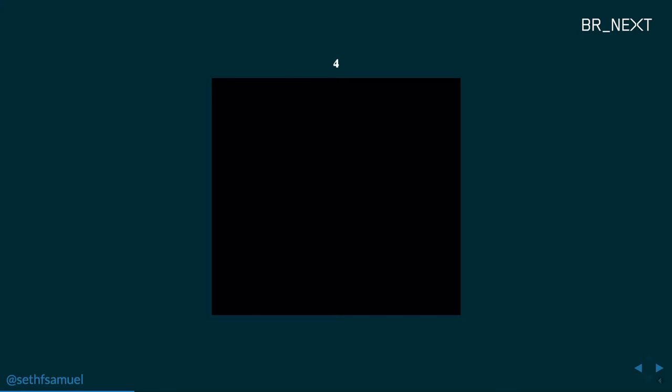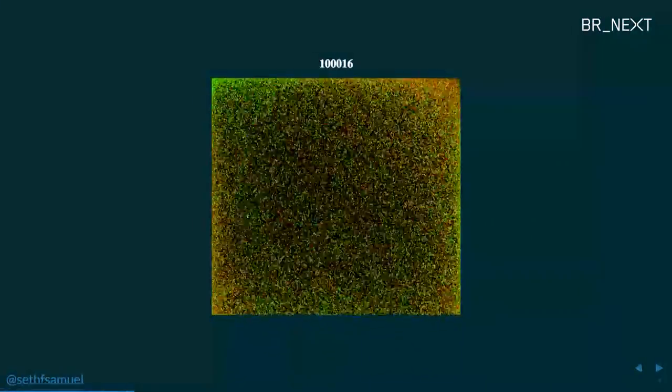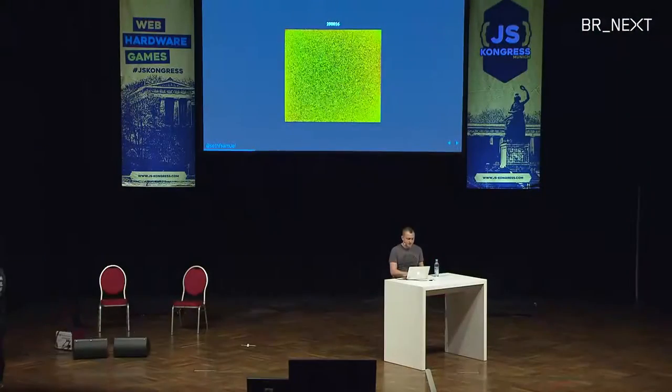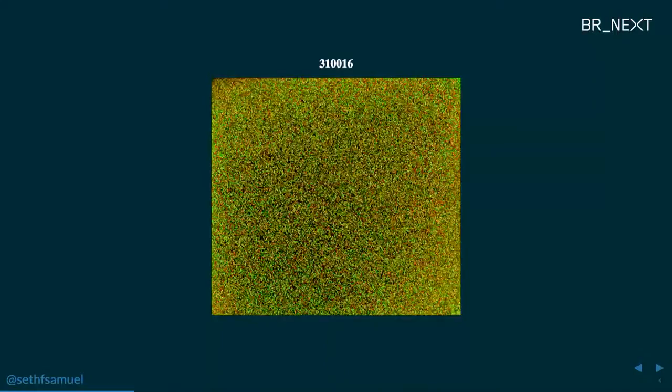All right, let's add a few more. There we go. There's some more particles. More particles. More particles. More. It's 100,000. 200,000. 300. All right, we got 300,000 particles there. And they're still pretty smooth. Because we can animate 300,000 particles at once at pretty close to 60 frames a second, because every single one of them is being worked on separately.